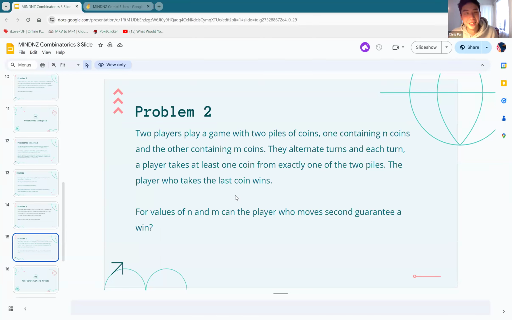Which was literally exactly the same. Okay, right. I don't think it was literally exactly the same. True. So problem 2, we have two players, basically. Yeah, it's not literally exactly the same.